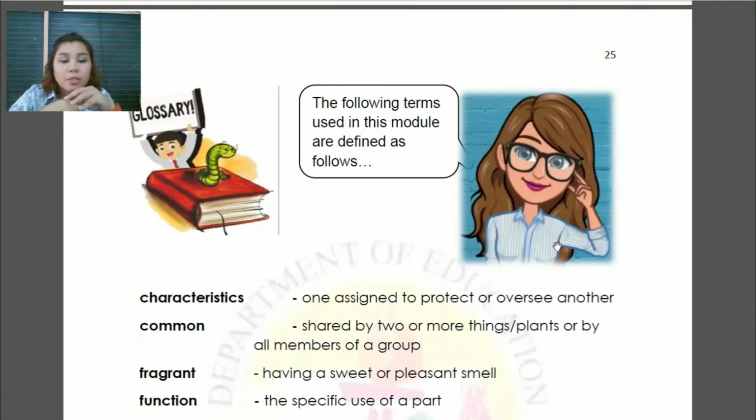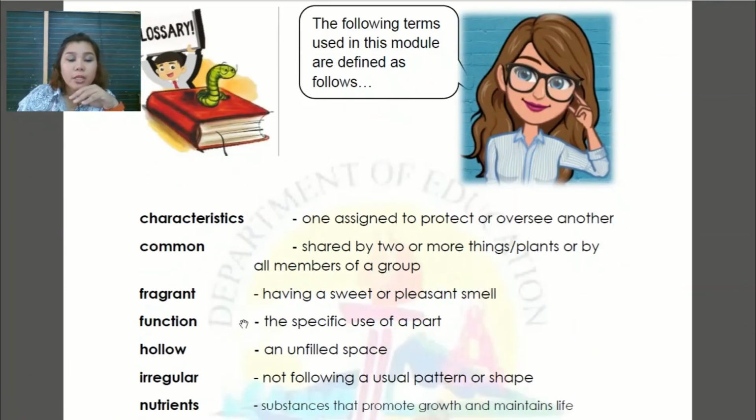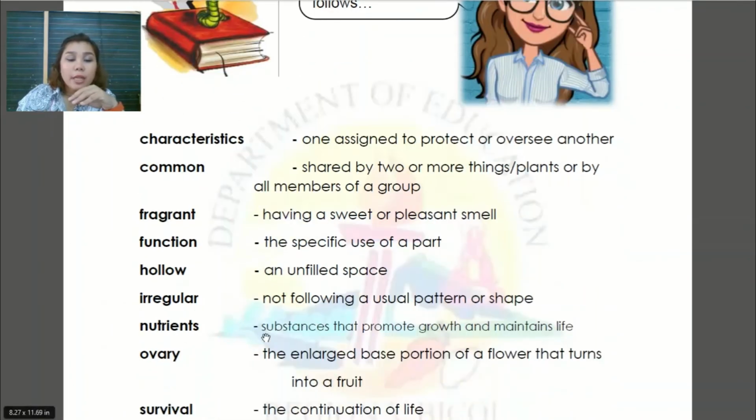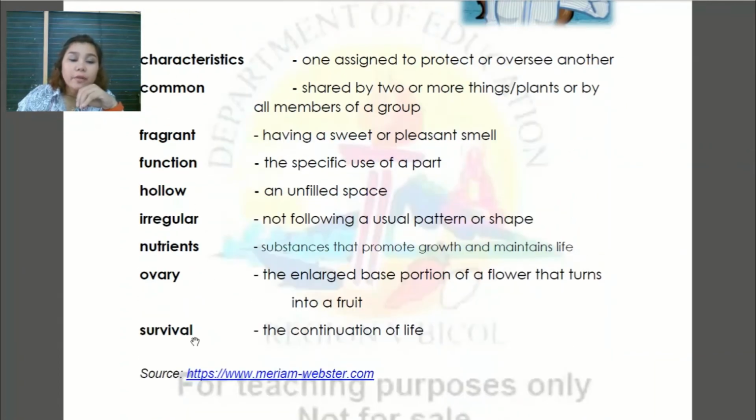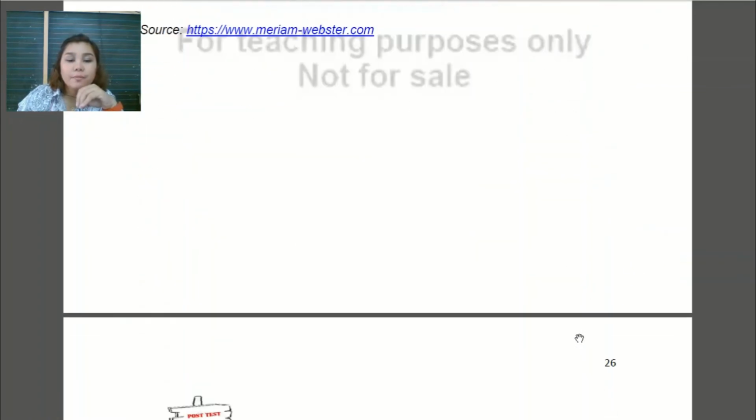And then common, shared by 2 or more things, plants, or by all members of a group. Fragrant, having a sweet or pleasant smell. Function, specific use of a part. Hollow, an unfilled space. Irregular, not following a usual pattern or shape. Nutrients, substances that promote growth and maintain life. Ovary, the enlarged base portion of a flower that turns into a fruit. Survival, the continuation of life. So these are the words used in the module.